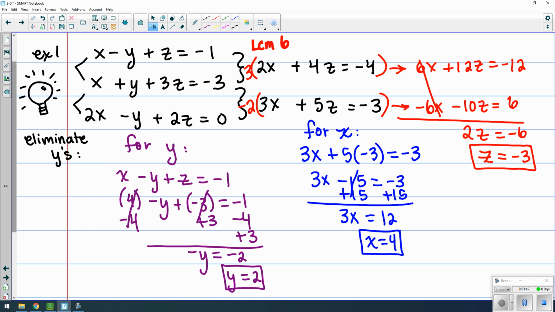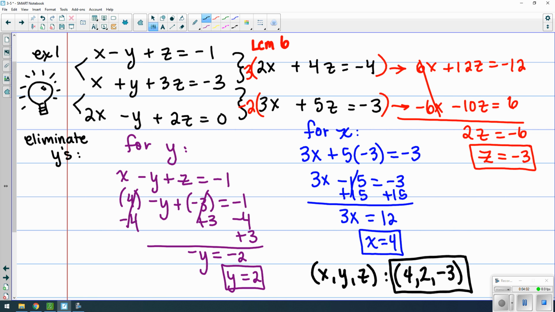All right, now I'm going to list my answer as an ordered triple. An ordered triple just puts them in x, y, z order. So I have 4, 2, and -3. Final answer, an ordered triple.